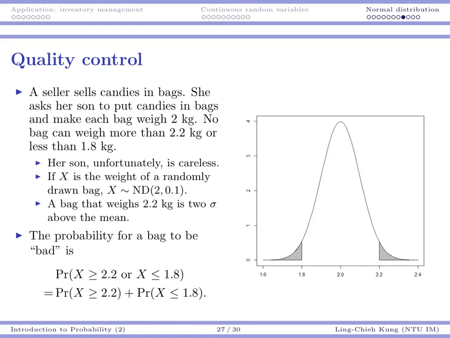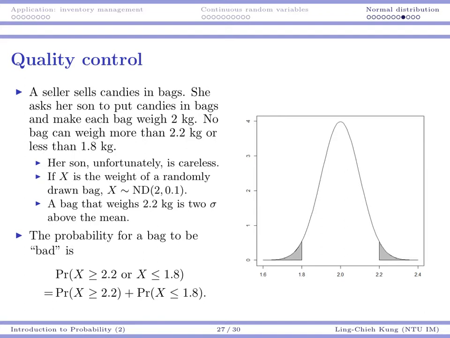Unfortunately, I am not a careful person, and when I put candies into bags, I may make some errors. Suppose X is the weight of a randomly drawn bag that is made by me, and suppose X follows a normal distribution with mean 2 and standard deviation 0.1. That means on average, I can really produce bags of candies that weigh 2 kilograms, but there are some fluctuations. And the fluctuation here, the standard deviation, is 0.1 kilograms.